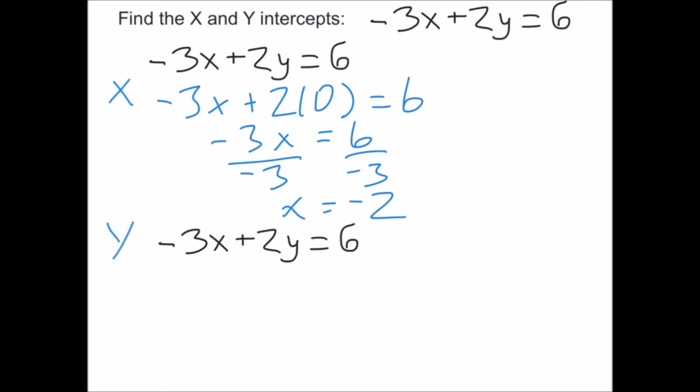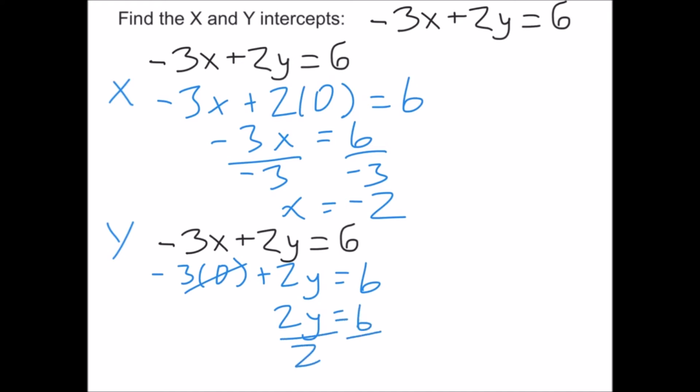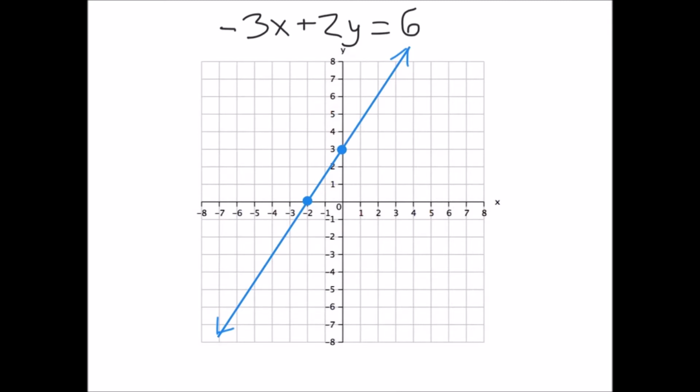Similarly, to find our y-intercept, we're going to plug in 0 for x this time. So negative 3 times 0 plus 2y equals 6. This piece goes away, so we get 2y equals 6. And then if we divide by 2, we'll get y equals 3. So that's the location where the graph crosses the y-axis. We can plot these now and graph the line.